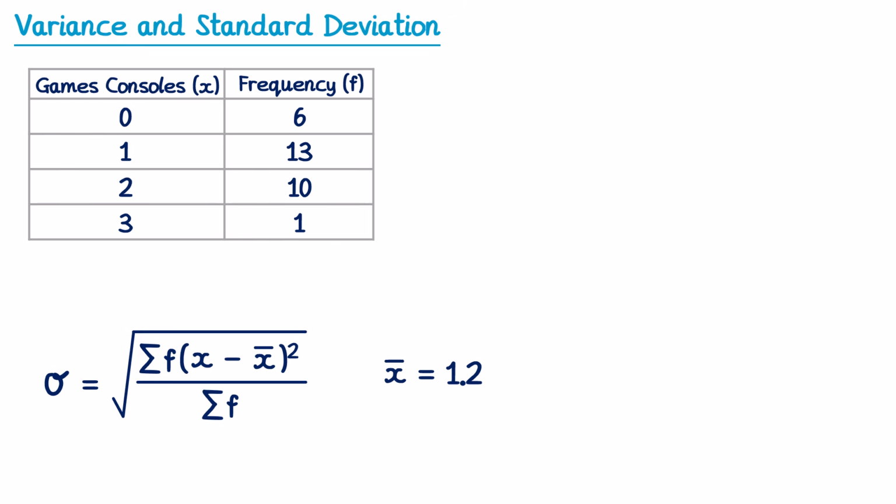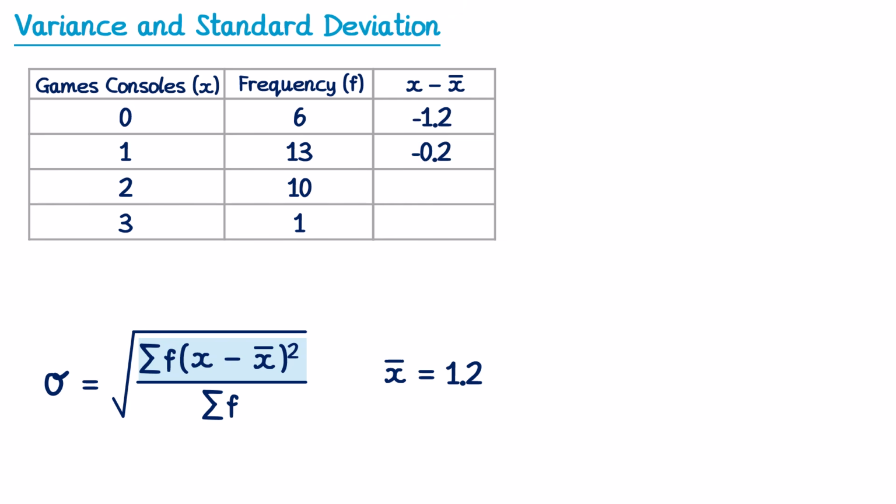Next, what we're going to do is look at this numerator of the formula. We're going to work out x minus x bar. To do this, we subtract the mean, which we found as 1.2, from each of the x values, where the x values are the number of games consoles. So we start with 0 subtract 1.2, which is negative 1.2, 1 subtract 1.2, which is negative 0.2, 2 subtract 1.2, which is 0.8, and 3 subtract 1.2, which is 1.8.